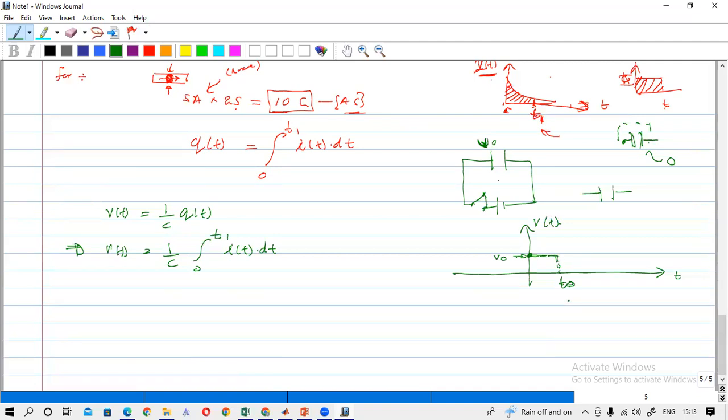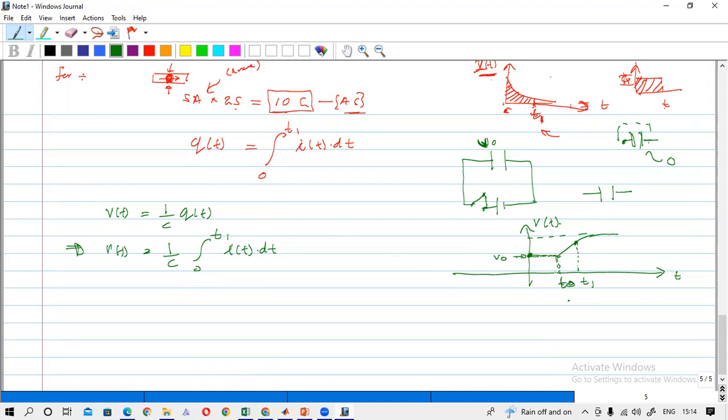At T naught it will start charging again. The capacitor will charge again, so the voltage will be increasing like this at this point. Once it comes to the maximum level, the voltage value will be constant. So from here to here it is charging. Now if you want to find the charge at this point, let's say it is T1, you have to consider this voltage value. But it is not there.